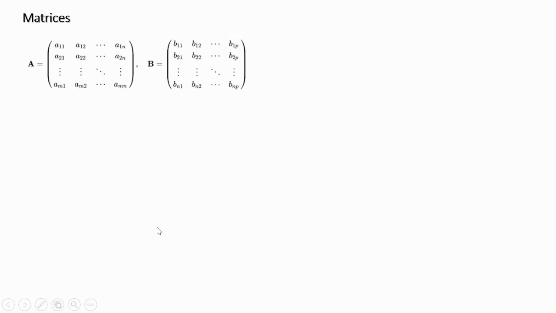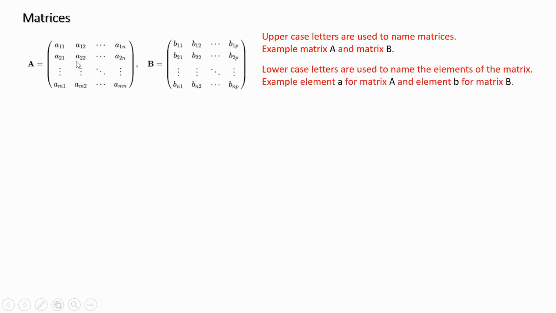Okay. Now matrices. Matrices are denoted, say for example, this is matrix A, and these are going to be the elements. Uppercase letters are used to name matrices. Example, matrix A and matrix B. This is matrix A on the left, and this is matrix B to the right of matrix A. And the lowercase letters are going to be the elements of the matrix. For example, this is a11, a12, and so on, because the first number is the row, and the second number is the column.